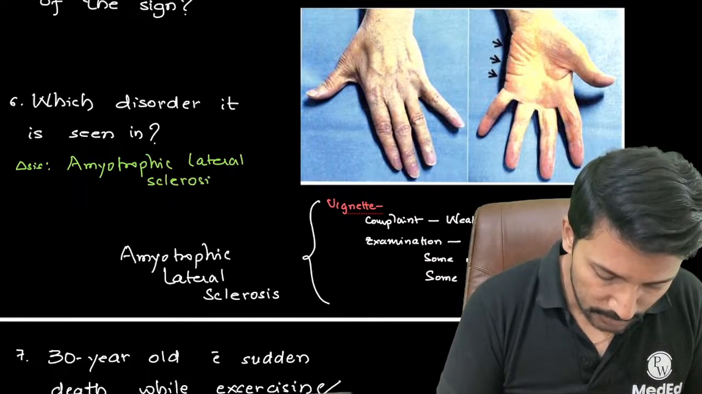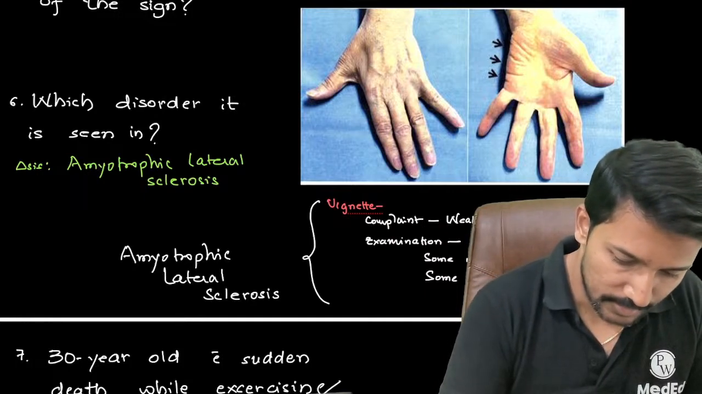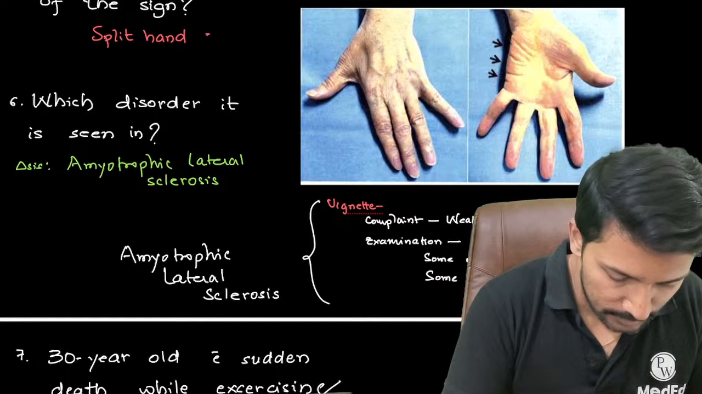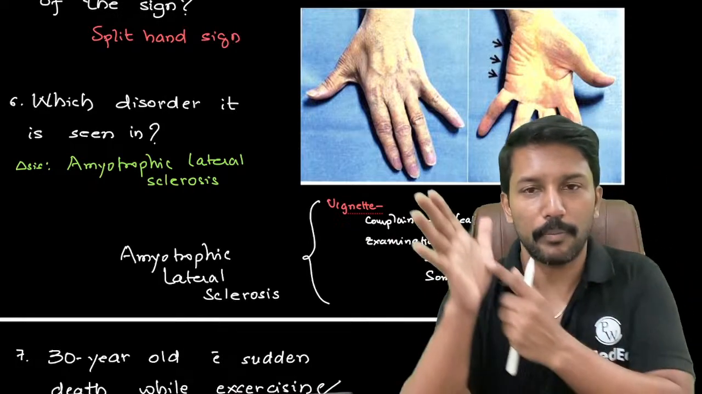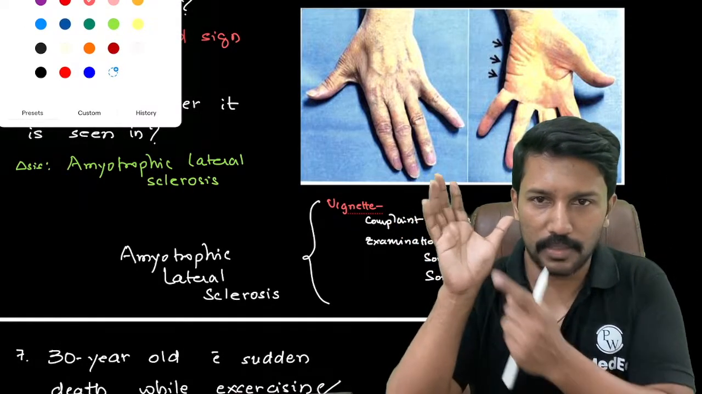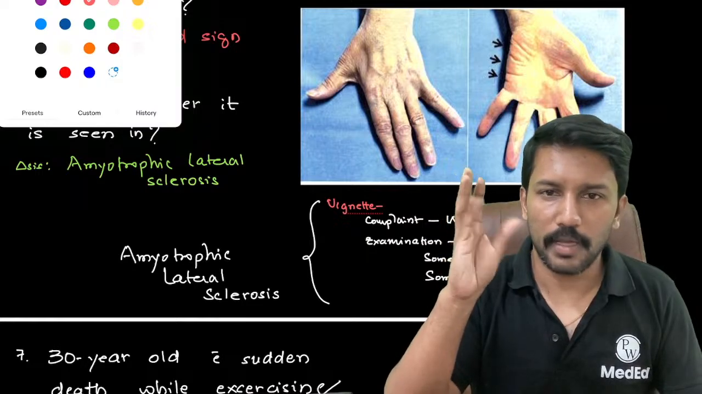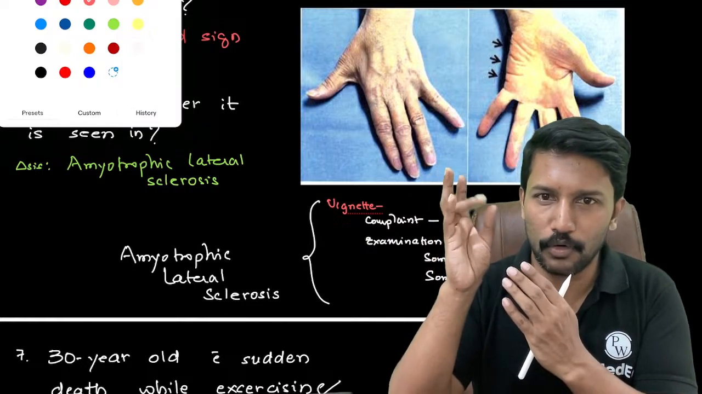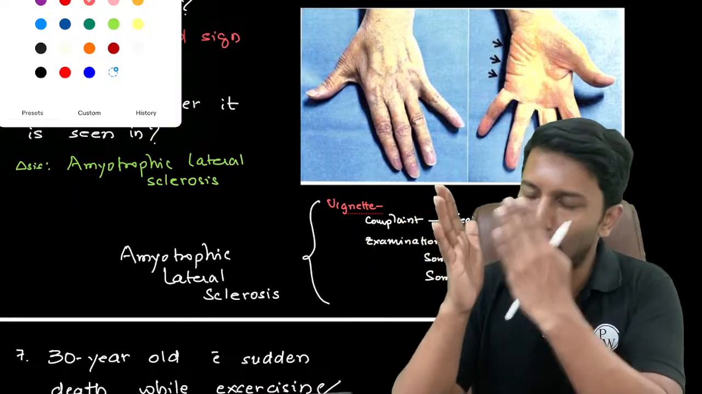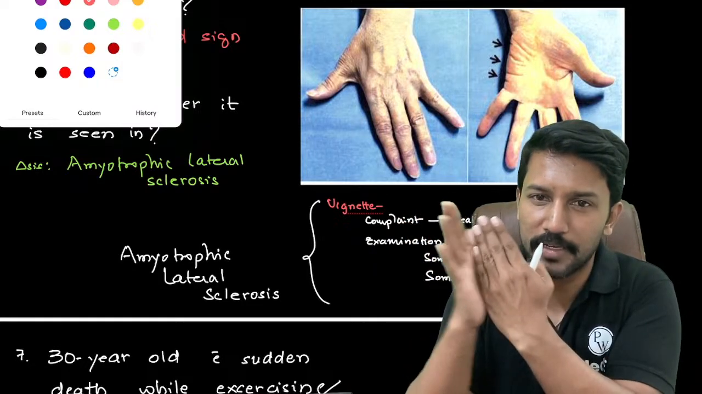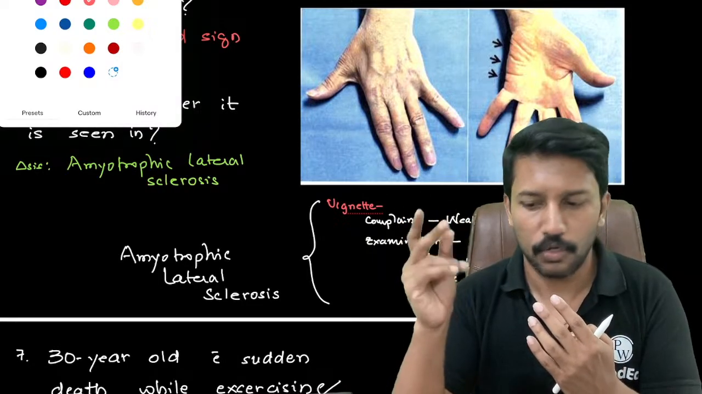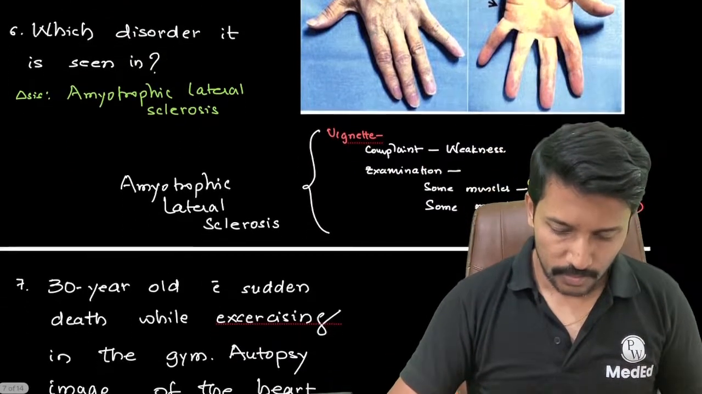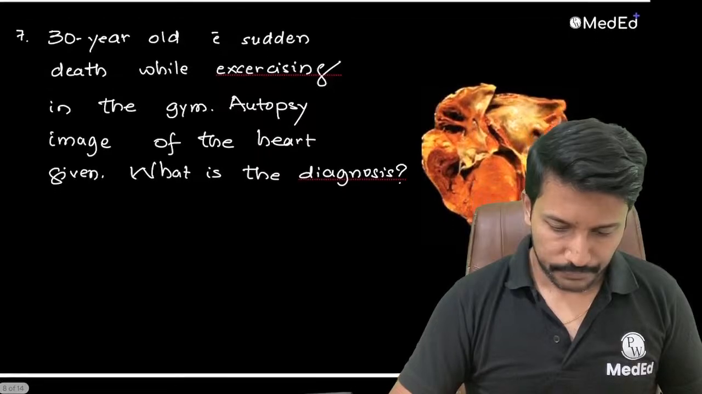And the name of the sign is called split hand sign, because of the atrophy of the thenar muscles. Now I will not be able to oppose the thumb against the other fingers because of the atrophy of the thenar muscles. So now it is like the hand has been split into two parts. They can never come together. That's why it is called split hand sign. Okay, cool.